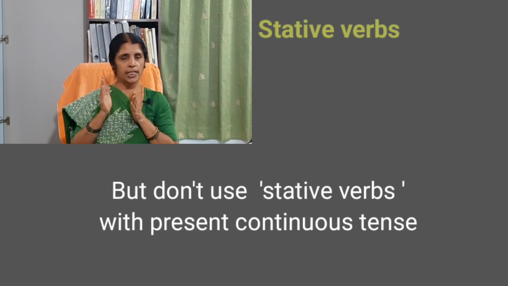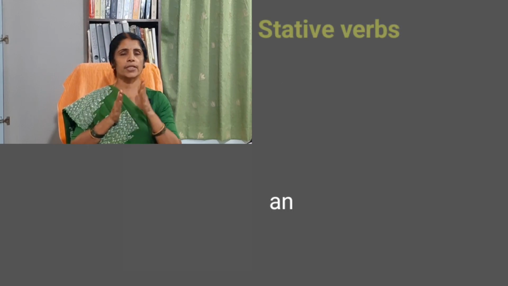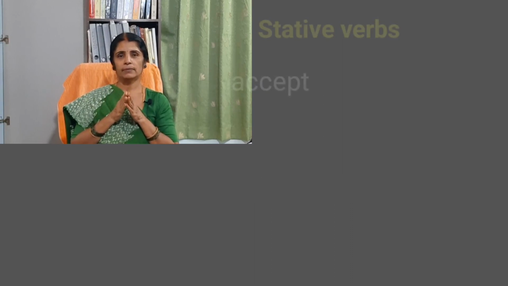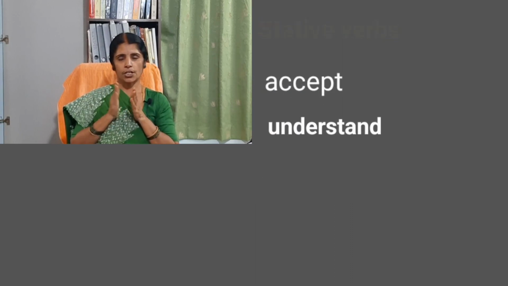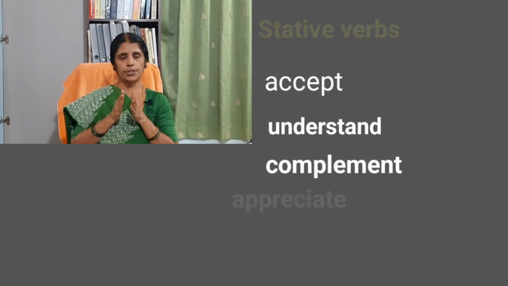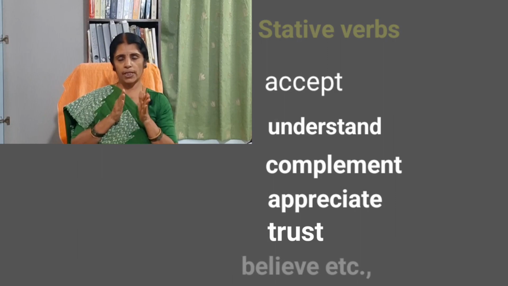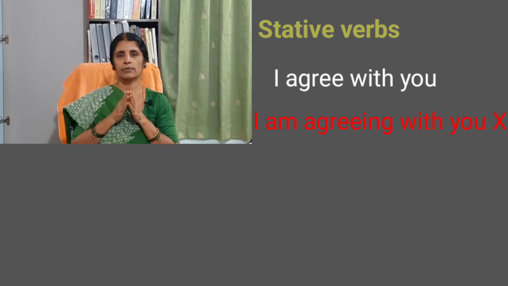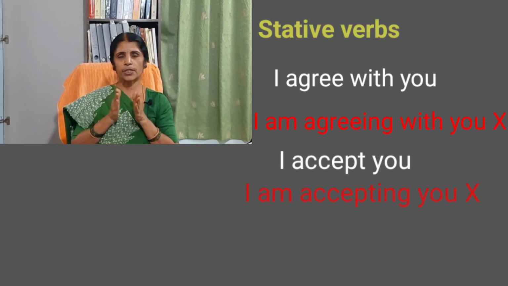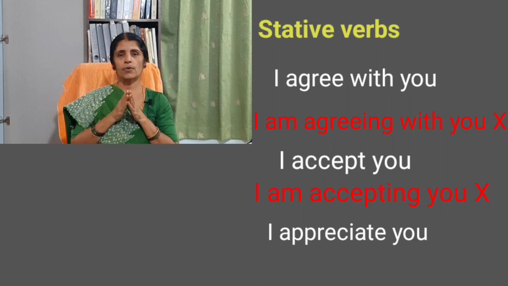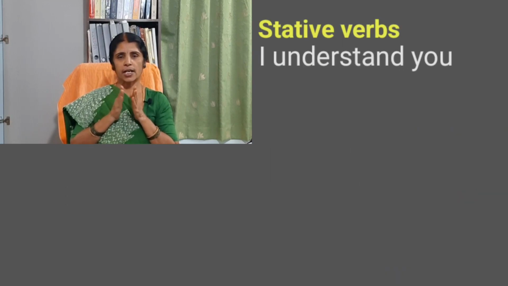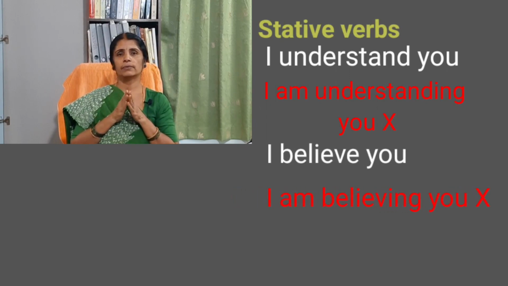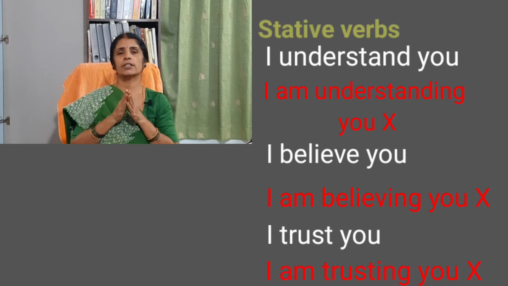But don't use stative verbs with present continuous tense or present perfect continuous tense. Stative verbs such as agree, accept, understand, compliment, appreciate, trust, believe, etc. I agree with you. Don't say I am agreeing with you. I accept you. Don't say I am accepting you. I appreciate you. Don't say I am appreciating you. I understand. Don't say I am understanding you. I believe you. Don't say I am believing you. I trust you. Don't say I am trusting you.